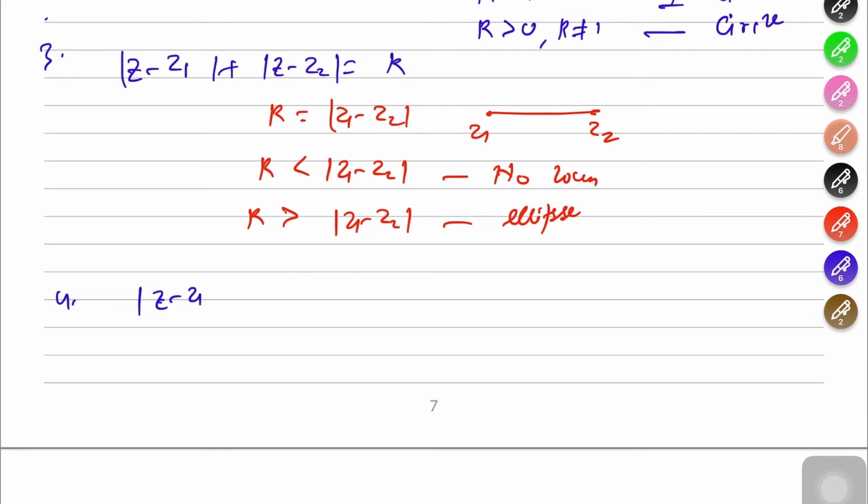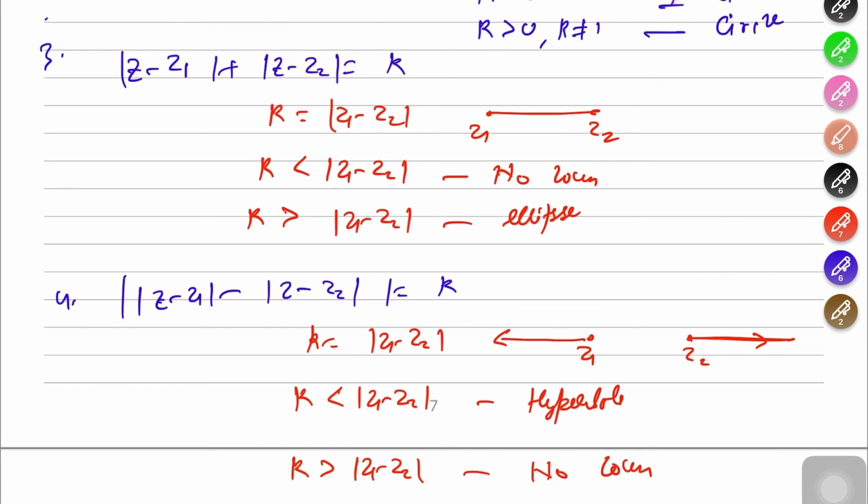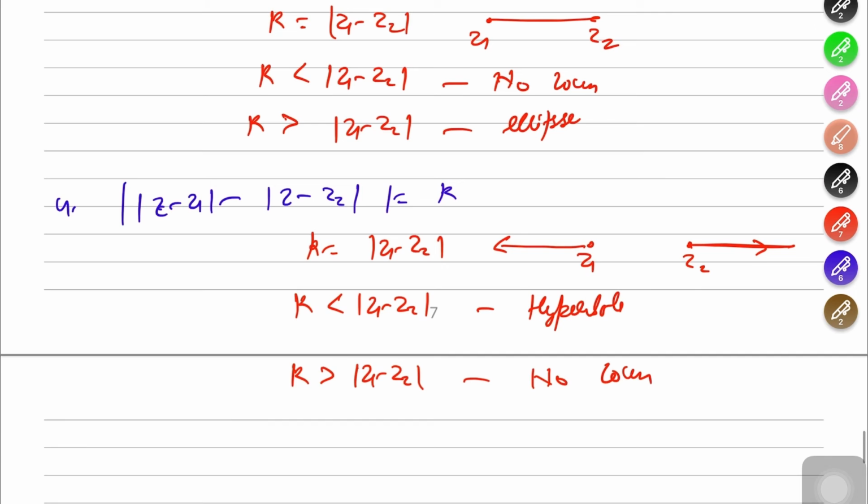Fourth point, let's say |z − z1| − |z − z2| = k. Again here, if k is equal to |z1 − z2|, in this case the locus is a straight line originating from z1. It's basically a ray, originating from z1 and z2. If k is less than |z1 − z2|, it is a hyperbola. And if k is greater than |z1 − z2|, no locus is possible. Okay.